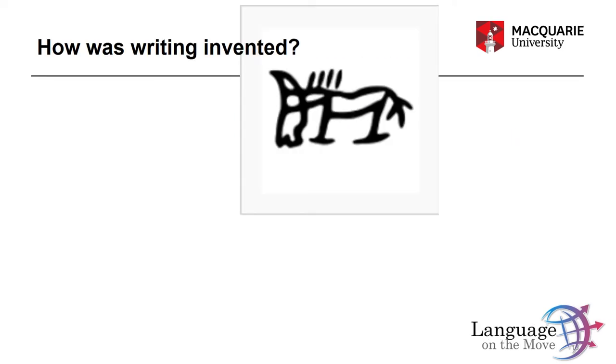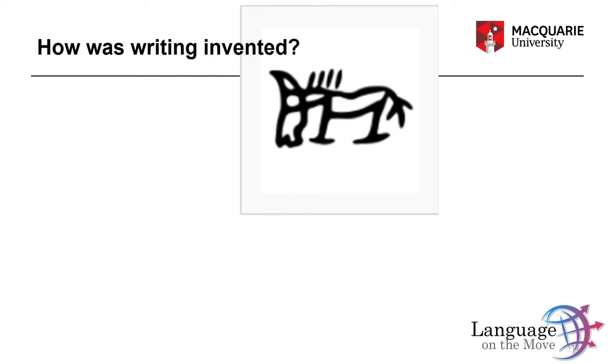Now that we know why writing was invented and who invented it, let's see how they went about it. Well, all writing starts with images, with pictograms, images of the concrete world, of concrete objects, like in the example of the early cuneiform tablets that I showed you, the corn ears, or in the example that you're looking at here, an image of a horse.